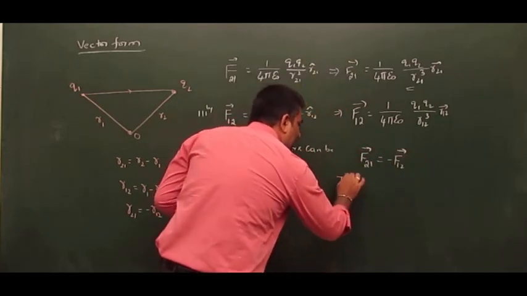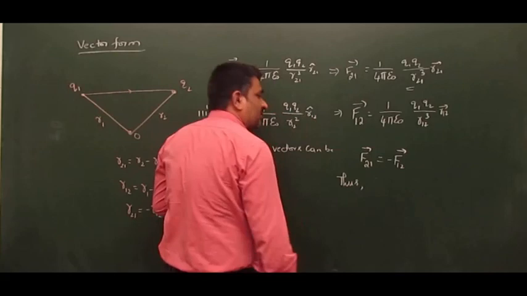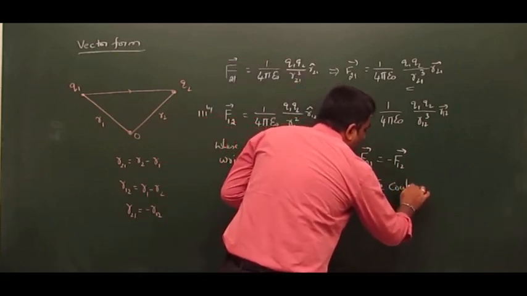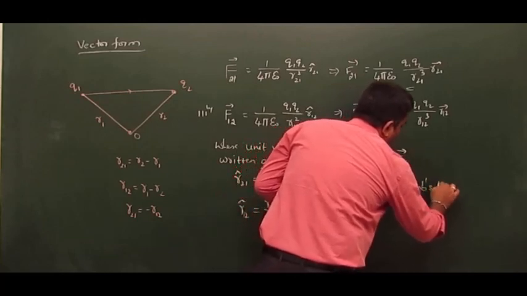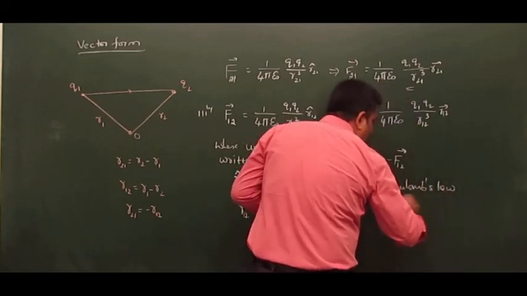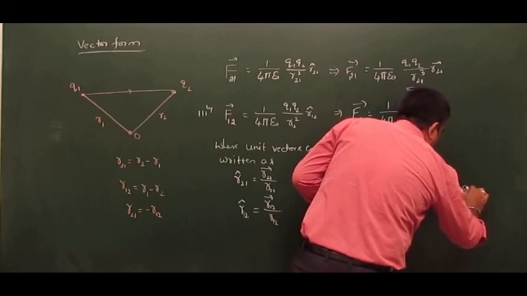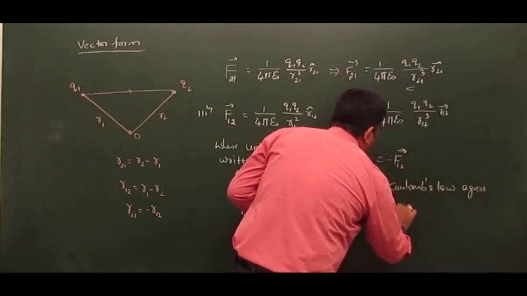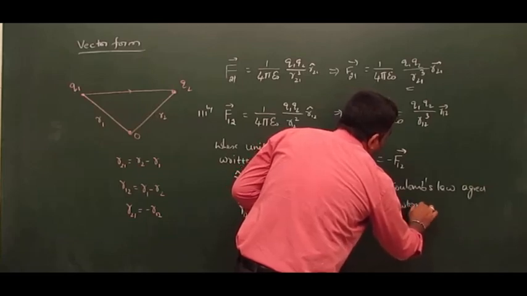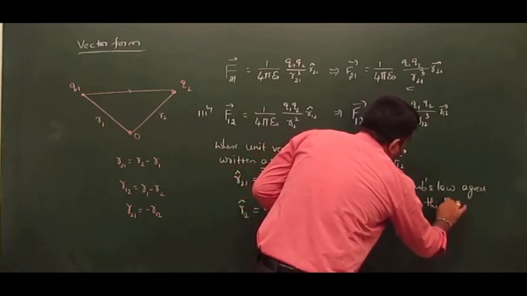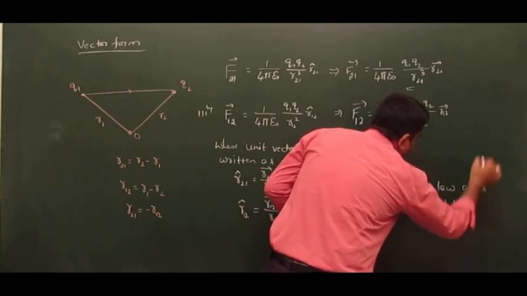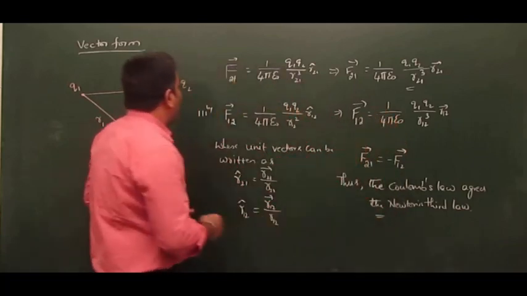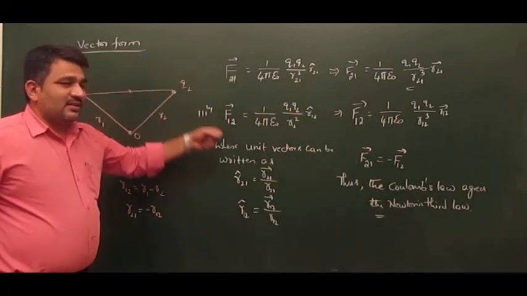So thus, we can conclude that Coulomb's law agrees with Newton's third law of motion. So this is the vector form of Coulomb's law.